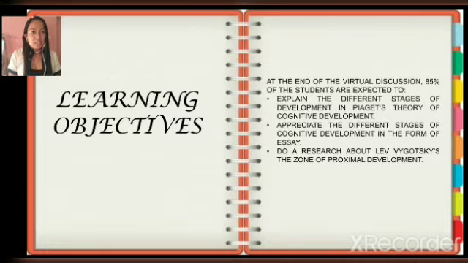So at the end of the virtual discussion, 85% of the students are expected to explain the different stages of development in Piaget's theory of cognitive development, then appreciate the different stages of cognitive development in the form of an essay, and lastly, do a research about Lev Vygotsky's Zone of Proximal Development.